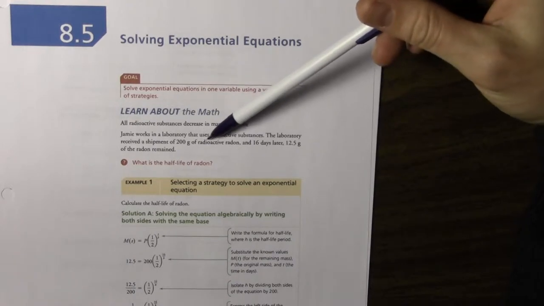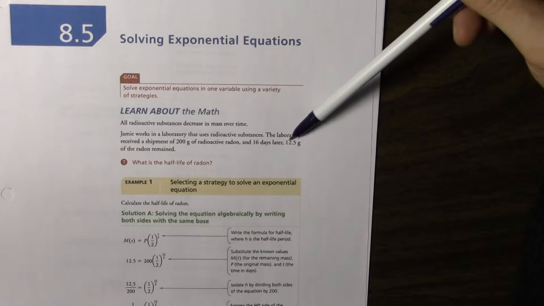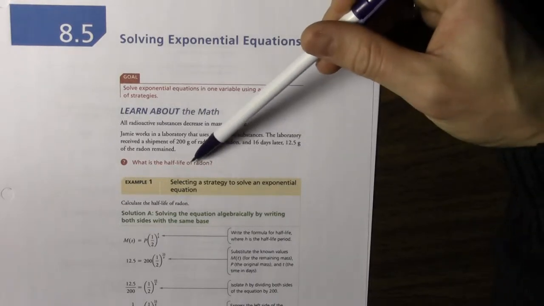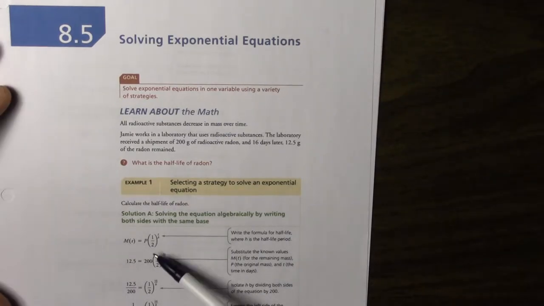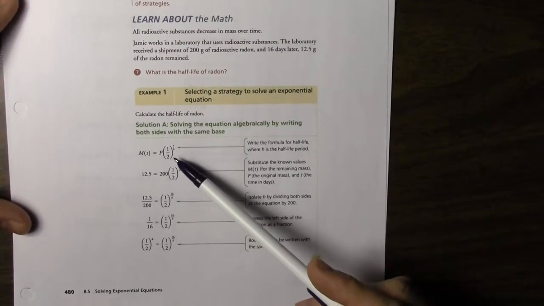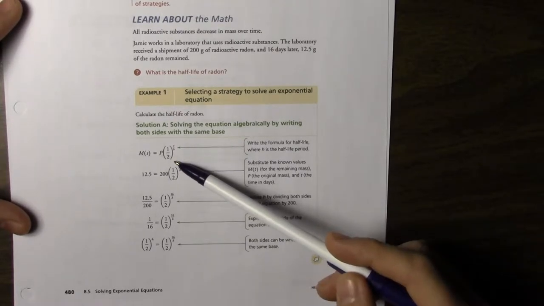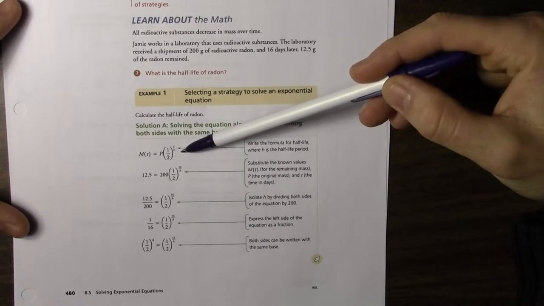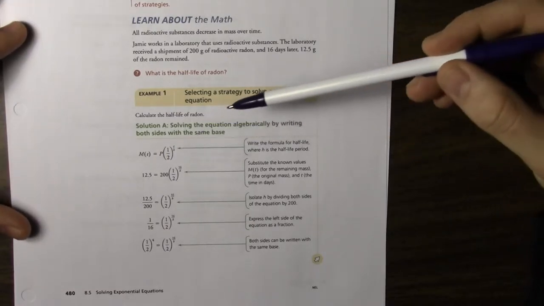There's 200 grams of radioactive radon, and 16 days later that gets reduced to 12.5 grams of the radon remains. So we're trying to determine the half-life of the radon. There's a formula here that we've learned last year for half-life. So that's our new amount of material is our initial amount of material times the rate at which it's decreasing to the exponent of the time at which the half-life decreases. So that's T over H.